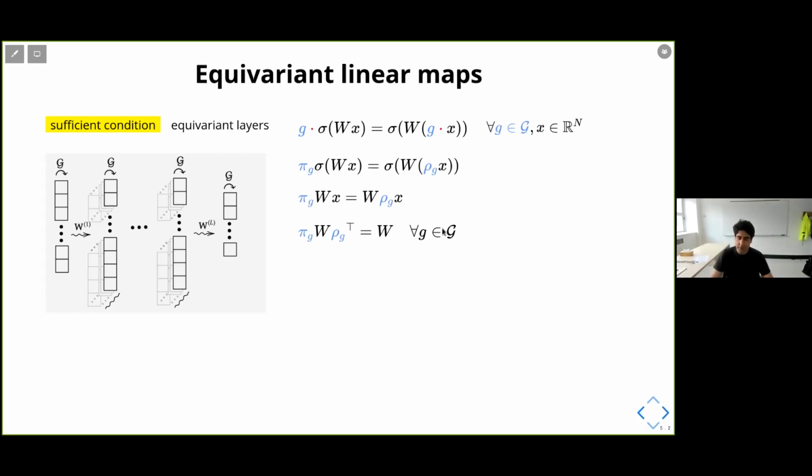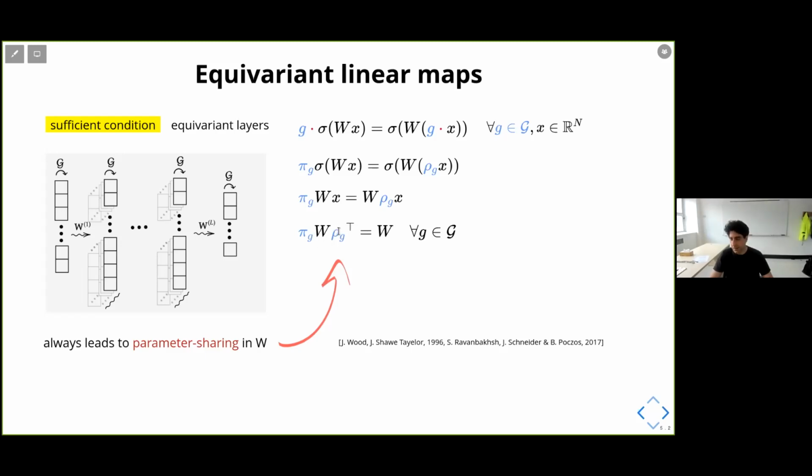This is a symmetry constraint on W. We need this to hold for every G. And this is always going to lead to parameter sharing in W. Okay? Now we'll see shortly why through an example, but because these are permutation matrices, and this condition is basically making sure that all the elements of W inside one orbit have the same value, we always get parameter sharing.